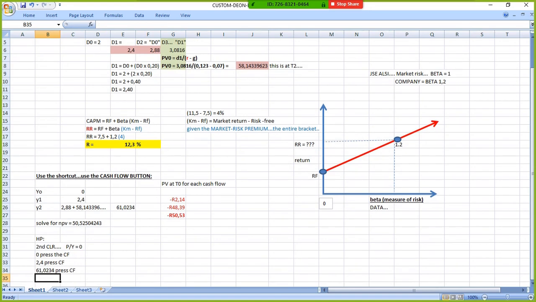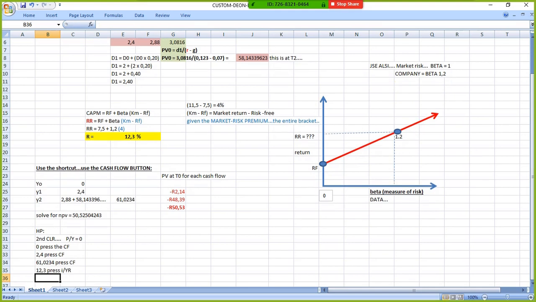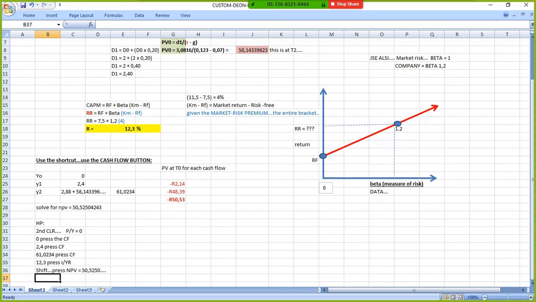Then we need a rate. Then type in 12.3 and then press the I/YR button. And then you need to look for the second function. I can't remember if it's a red or a green button, but it's a shift button. I think it's red. And then you need to press net present value, the NPV, and then you should get the same answer, 50.5250, whatever.